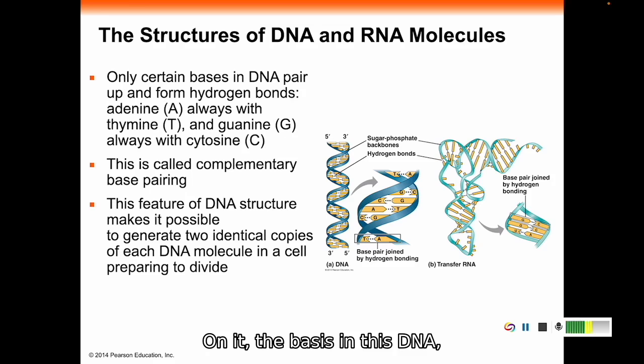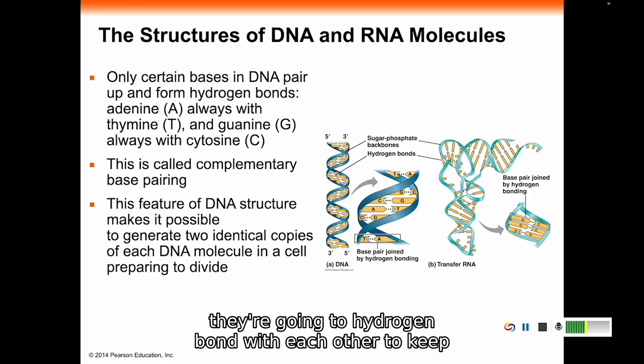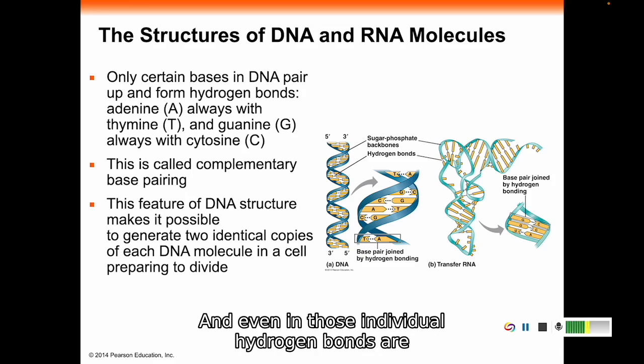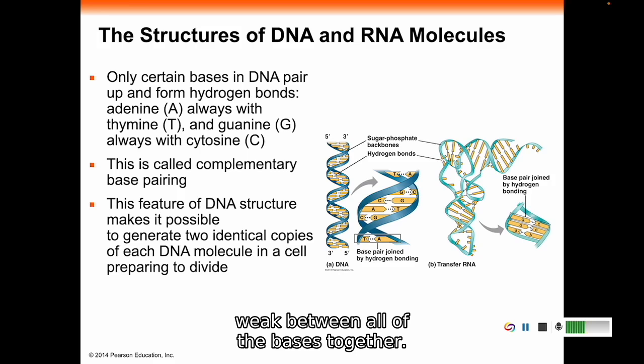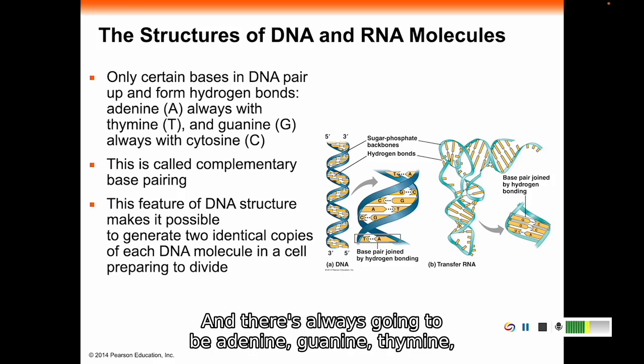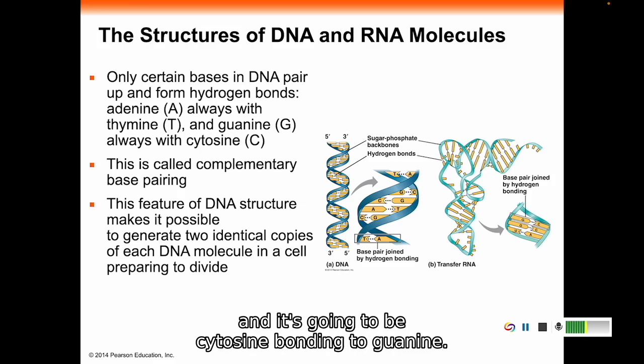The bases in this DNA are going to hydrogen bond with each other to keep those 2 strands connected. Even though those individual hydrogen bonds are weak, between all of the bases together, that forms a nice, strong bond between the 2 strands, so the 2 strands of DNA stay together. But they're going to hydrogen bond in specific ways. There's always going to be adenine bonding to thymine, and cytosine bonding to guanine.